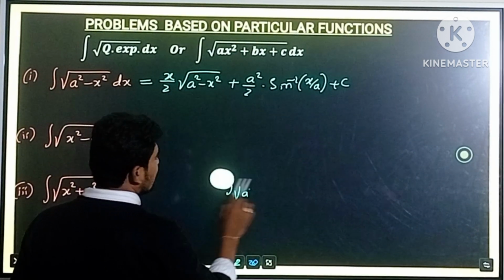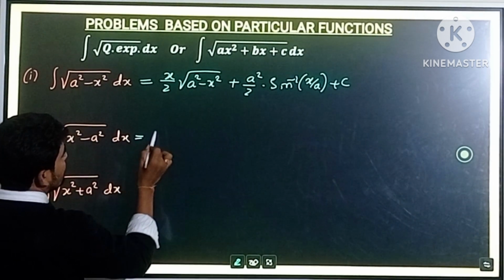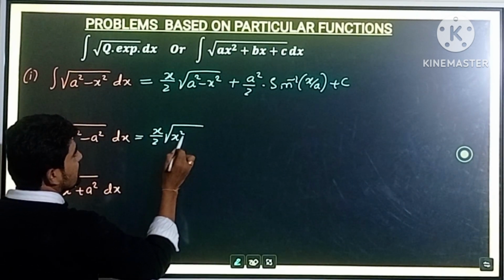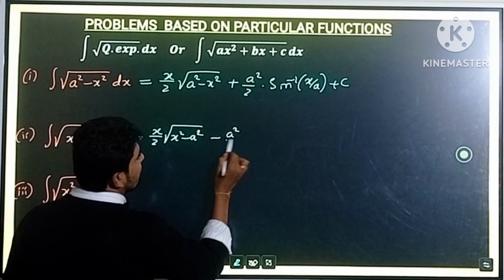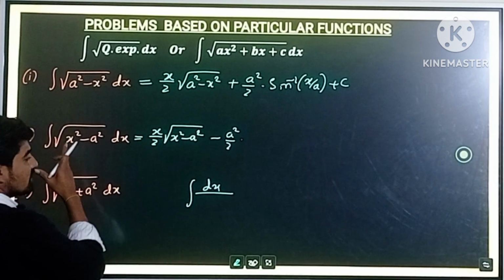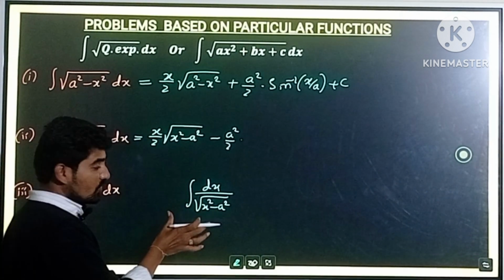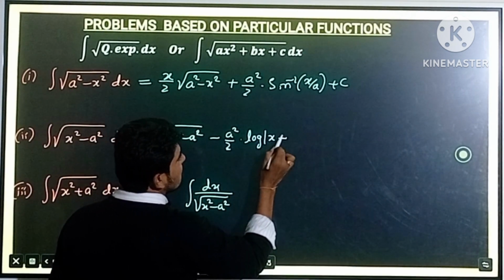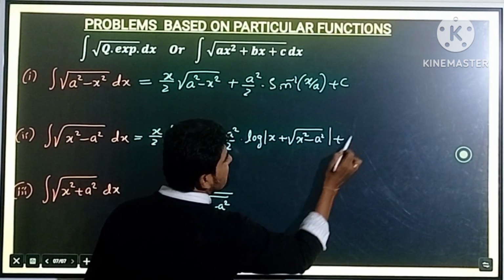And the second one, integration of square root of x square minus a square, is equal to x by 2 into square root of x square minus a square, and then minus a square by 2 into the formula for integration of dx divided by square root of x square minus a square, and the formula for this particular function is log of x plus square root of x square minus a square, plus c.